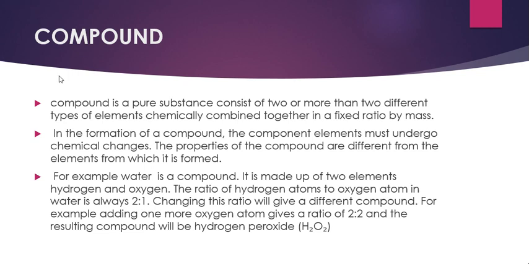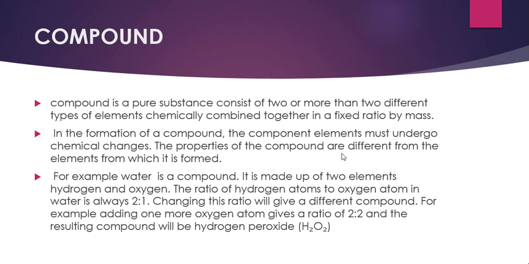So starting with the definition of compound, compound is a pure substance consisting of two or more than two different types of elements chemically combined together in a fixed ratio by mass. Clear? In the formation of a compound, the component elements must undergo chemical changes. Means they chemically combine. Chemical combinations involve electronic interaction. The outer electrons are involved in the reaction. Clear? Electrons of the valence shell.